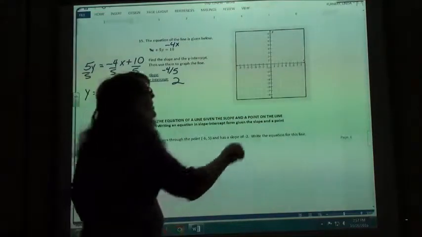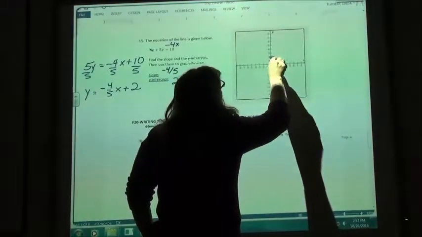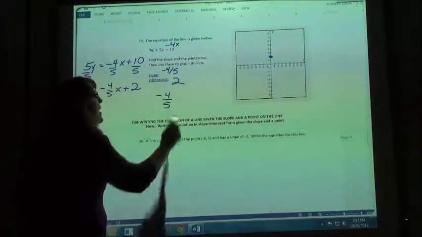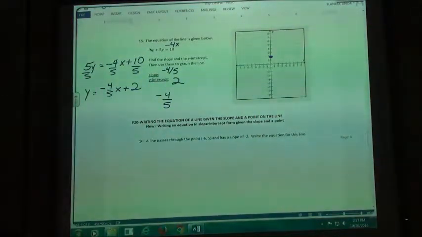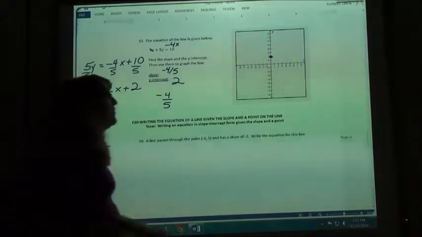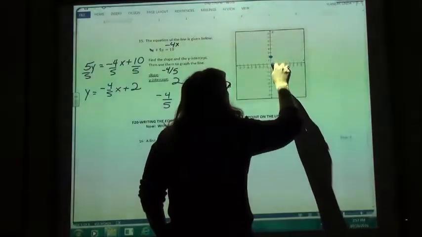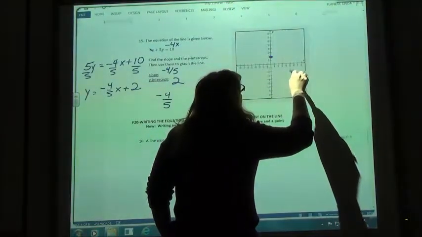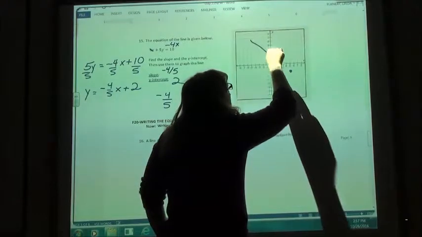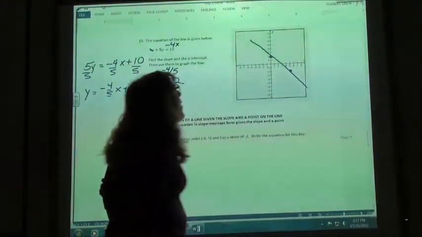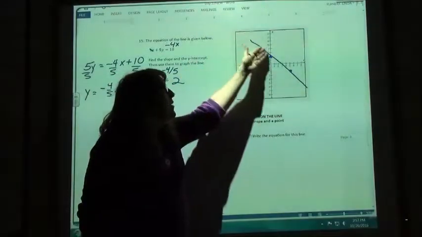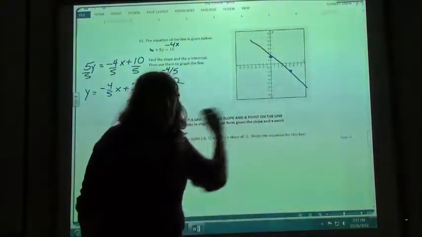So on my y-axis, I'm going to mark 2 for my y-intercept. My slope is negative 4/5. I like to usually just put the negative on the top. So I'm going to go down 4 and to the right 5. So 1, 2, 3, 4 down, 1, 2, 3, 4, 5 to the right. Technically, you really only need 2 points to make your line. And again, since my slope was negative, I should be going downhill as I connect those dots from left to right.